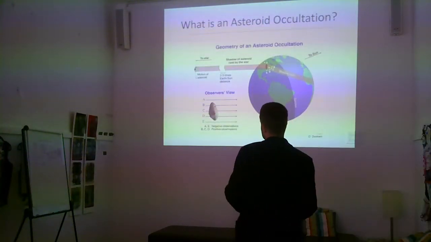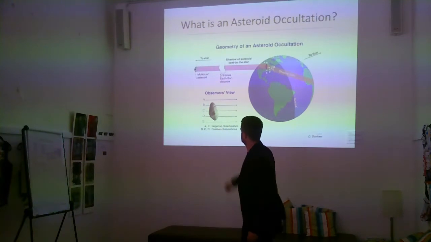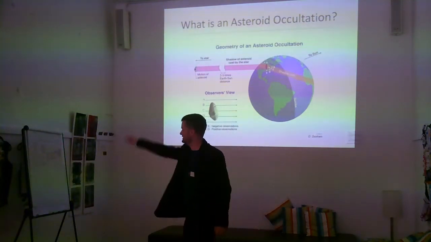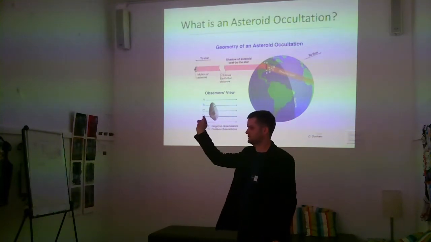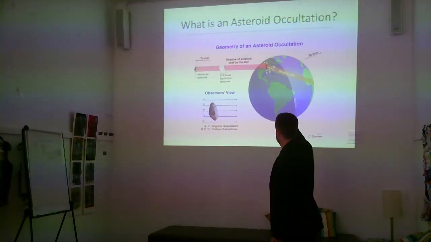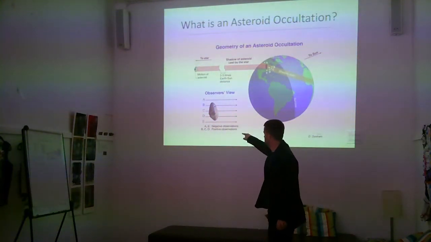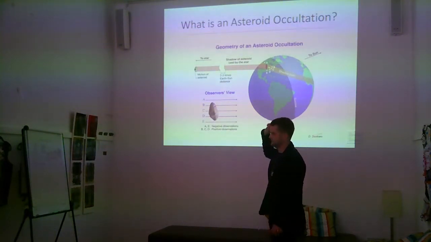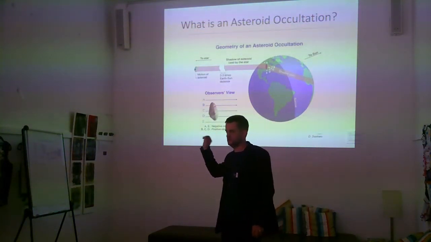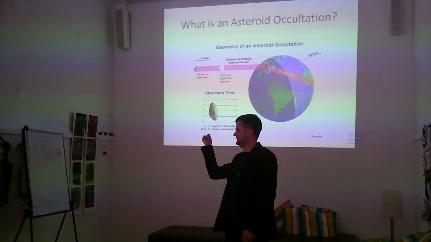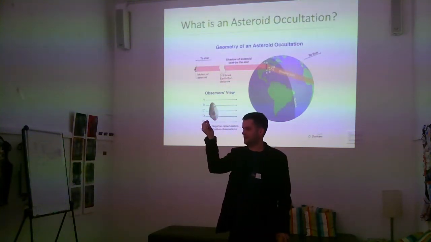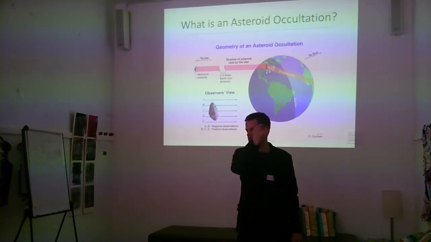So just quickly, there's the asteroid and the star off at infinity, and effectively the asteroid casts a shadow on the Earth. And so if you have a bunch of observers A, B, C, D, E on the Earth's surface, just in the same way that if you saw a solar eclipse, you would experience a shadow. So what you actually see is the star disappear, and then typically a few minutes later it reappears.